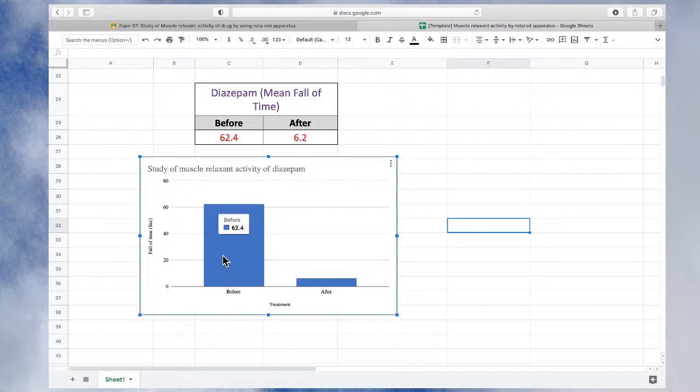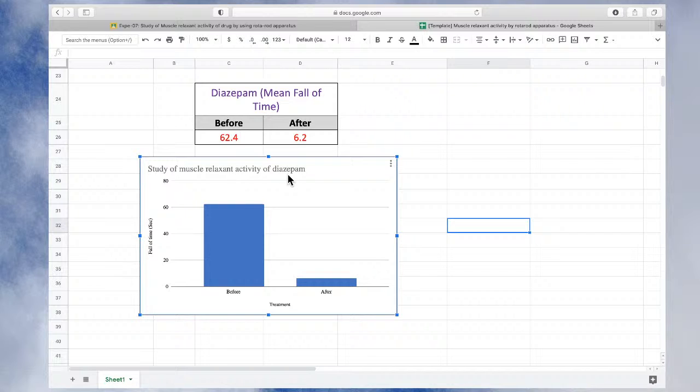Based on the graph, if you look at the graph, what information will you get at a glance? At a glance you will come to know that before the treatment there is more fall off time, and after the treatment there is less fall off time. So there is a decrease in fall off time after the treatment with diazepam. It indicates muscle relaxant activity of diazepam.